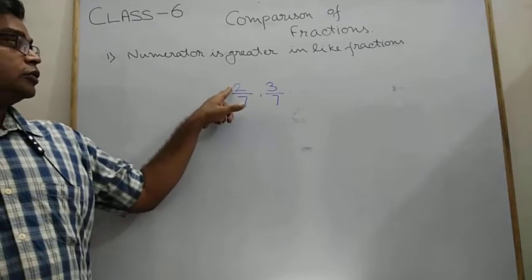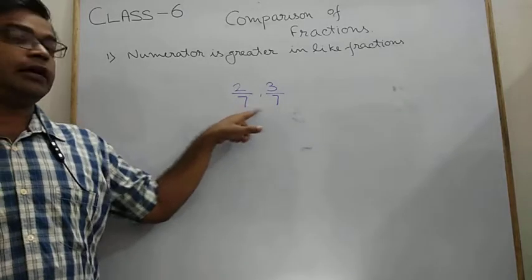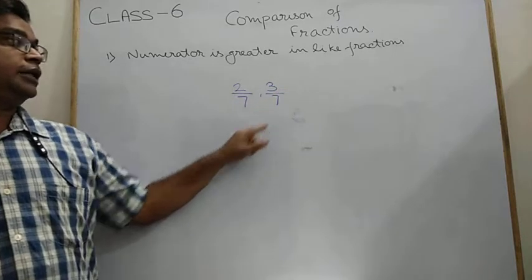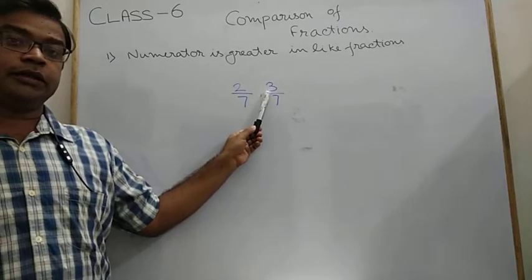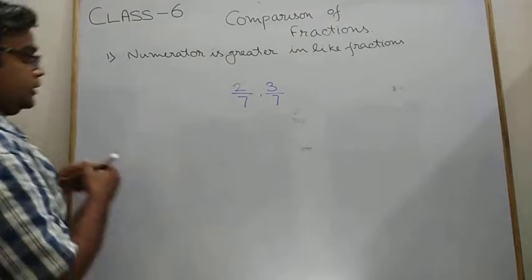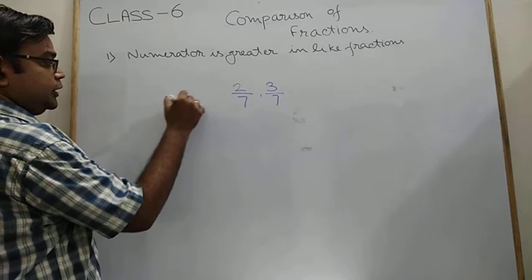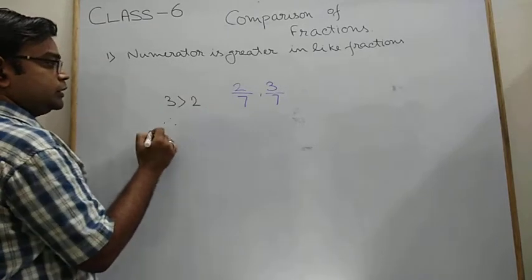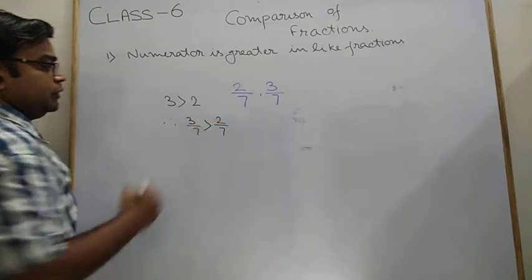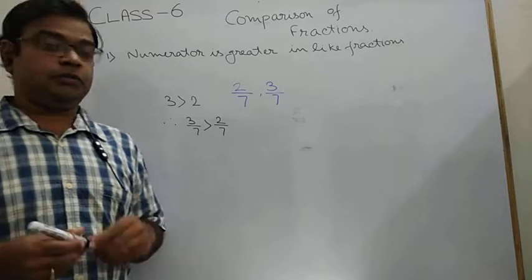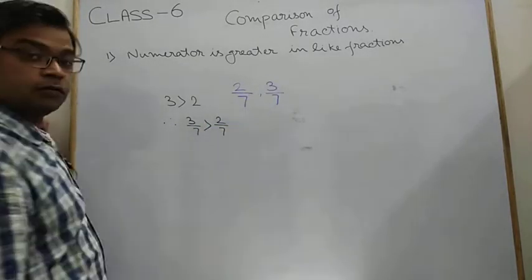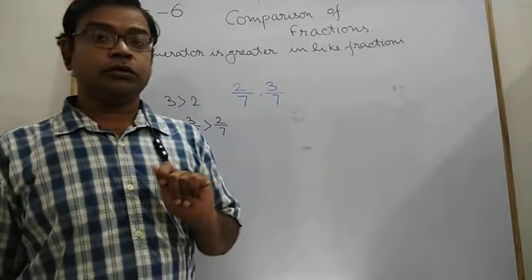In this case, first we check whether it is a like fraction or not. Yes, it is a like fraction. Then in case of numerator, this part is greater. 3 upon 7 is greater than 2 upon 7, or you can say the numerator 3 is greater than 2. Therefore we can say that 3 upon 7 is greater than 2 upon 7. So this is the first concept. If the numerator is greater in case of like fractions, then the fraction is also greater.